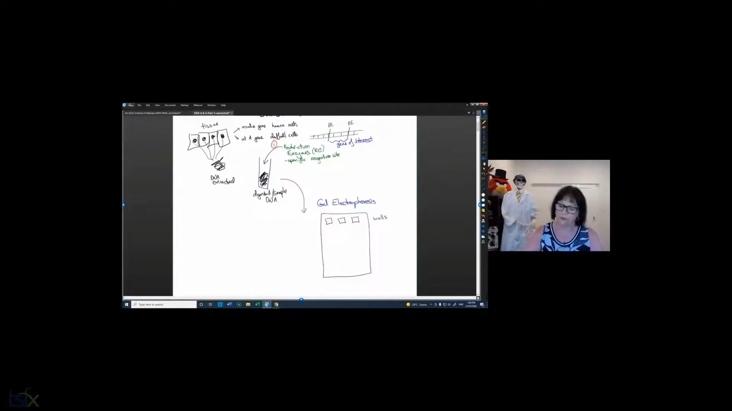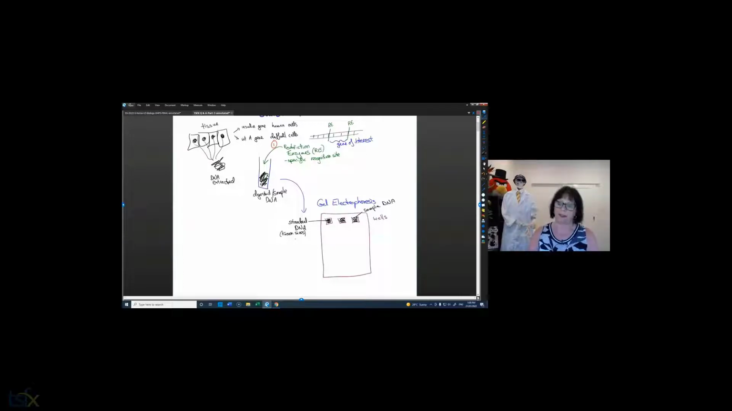Into our wells, we're going to put our sample DNA. This is the digested one, so that goes in there. And in another well is our standard or marker DNA. And remember, this is fragments of known sizes that we've obtained, and we're going to run it at the same time so we have a comparison marker.